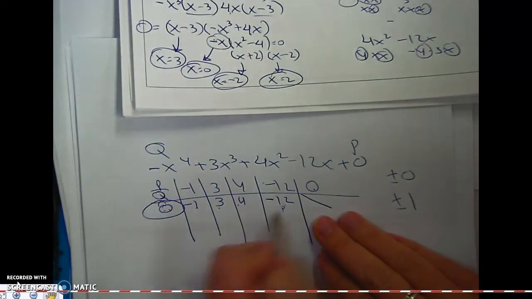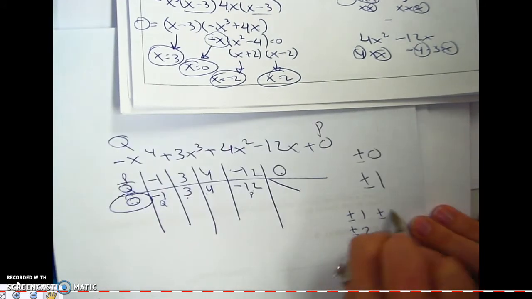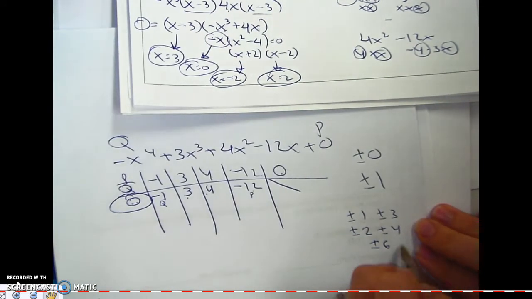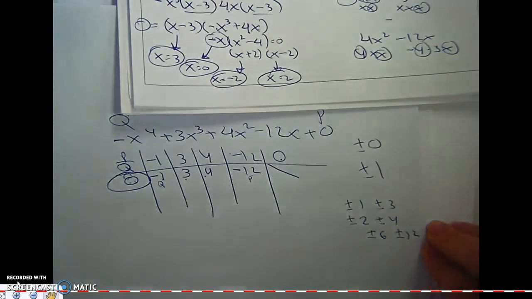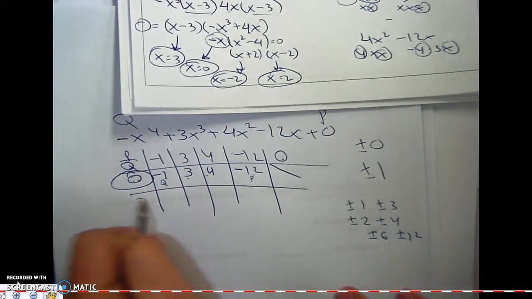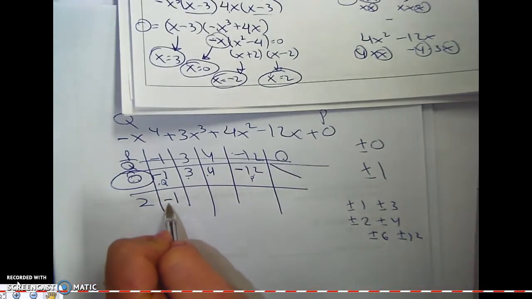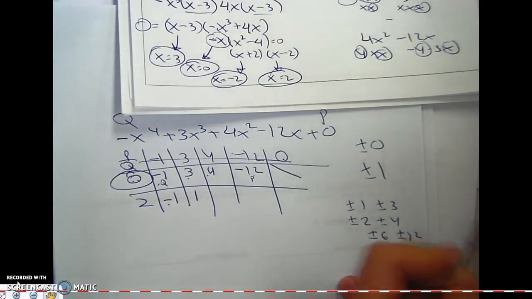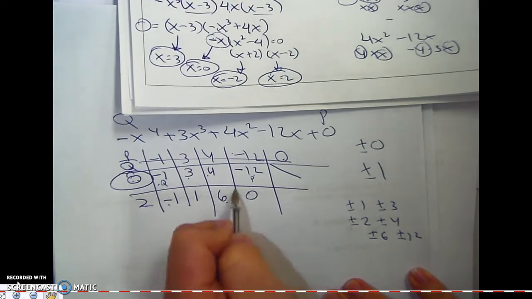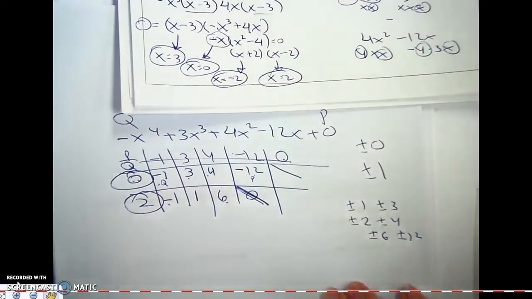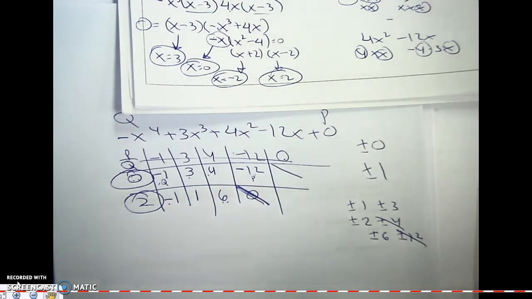But now this is my new P, and that's my new Q, which means now I have options of plus or minus 1, plus or minus 2, plus or minus 3, plus or minus 4, plus or minus 6, plus or minus 12. I think you can see why if you can factor, it's easier. And I'm just going to show you the 2, cross that off because now I'm focused there, bring down the negative 1. 2 times negative 1 is negative 2, plus 3 is 1. 2 times 1 is 2, plus 4 is 6. 2 times 6 is 12, minus 12 is 0. This is another factor. Now I know that it's plus or minus 6, so plus or minus 12 and plus or minus 4 are out.